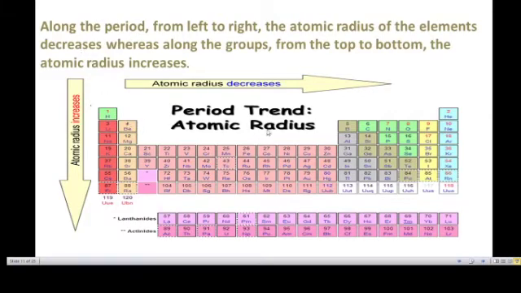Whereas along the groups, first group, second group, that is from top to bottom, the atomic radius increases. This is a group, this is a period. The atomic radius decreases in the period and increases in the group.